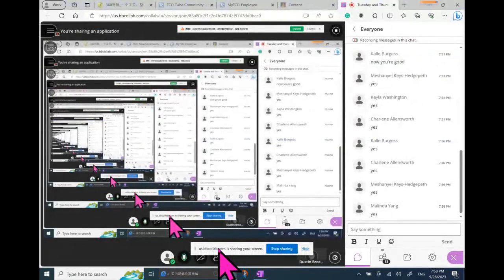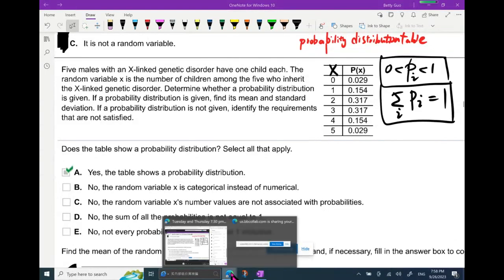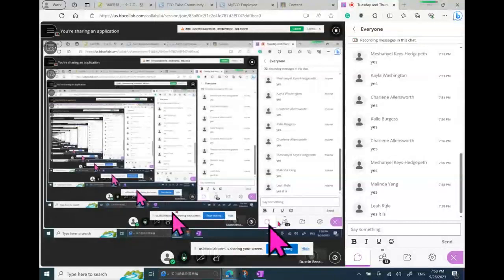Yes? Okay. Exactly. Thank you, Melinda. If you try it, take your time. You'll see, obviously, all the probabilities are between 0 and 1. And if you add them up, using your calculator, you would have 1 exactly. So yes, the table shows a probability distribution. Okay, let's see if we have any questions. Very good. Thank you, Leah.